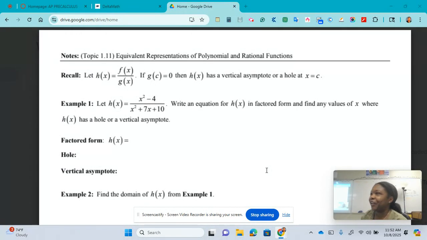We are in AP Pre-Cal and we are going over our notes for topic 1.11 on equivalent representations of polynomial and rational functions. As you recall, h of x equals a polynomial f of x over g of x. If g of c equals 0, then h of x has a vertical asymptote or a hole at x equals c.